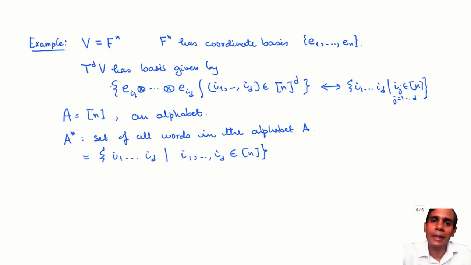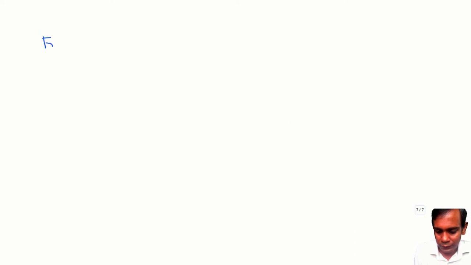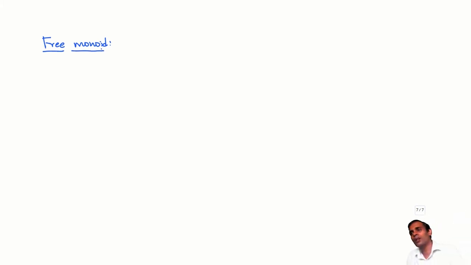You've seen these words in an alphabet before when you studied free groups. Before you constructed free groups, you constructed this object called the free monoid. Let me just recall for you what that is. A monoid is basically a watered down version of a group. It's a set with an associative binary operation, and that binary operation must have a unit. But the difference between a monoid and a group is that in a monoid we do not require each element to have an inverse. And while trying to construct the free group, the first approximation that you saw was that of the free monoid. And this is exactly what we're talking about here.